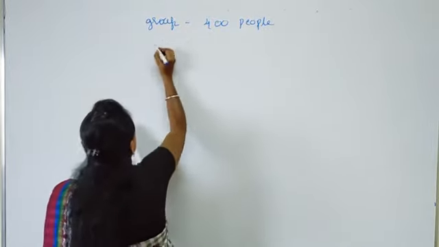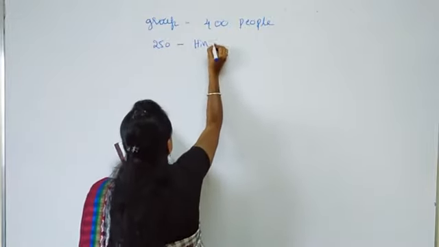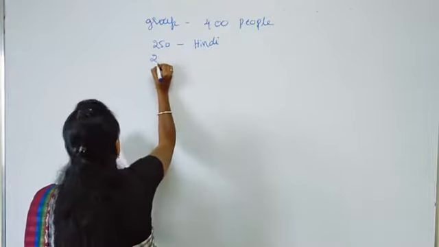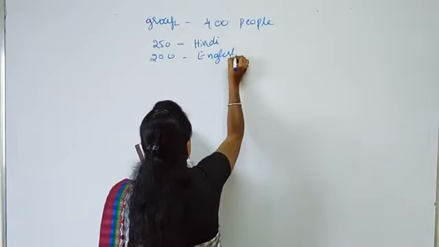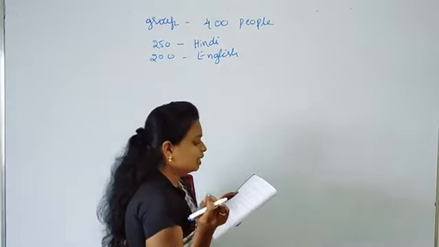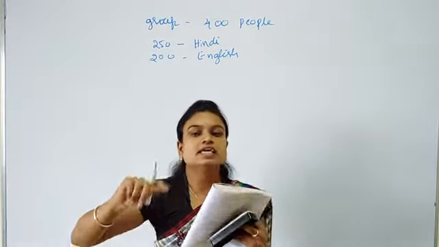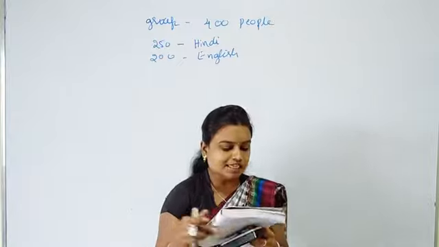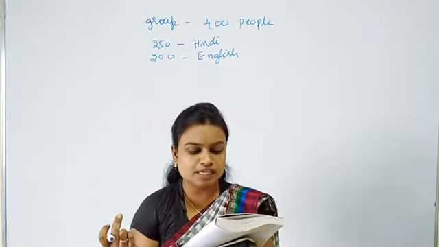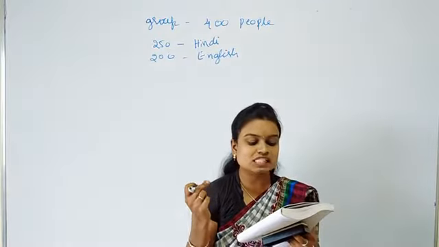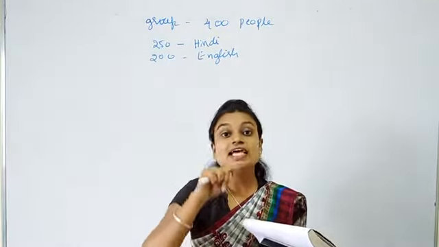In a group of 400 people, 250 can speak Hindi and 200 can speak English. How many people can speak both Hindi and English? Both means we have to find the intersection, right?